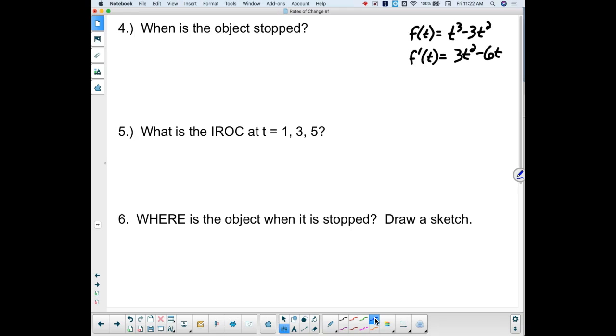How do I know when the object is stopped? When you set the determinant... derivative? Yes, that. The derivative? That's what I meant. So yeah, exactly. Determinant, that's matrices.